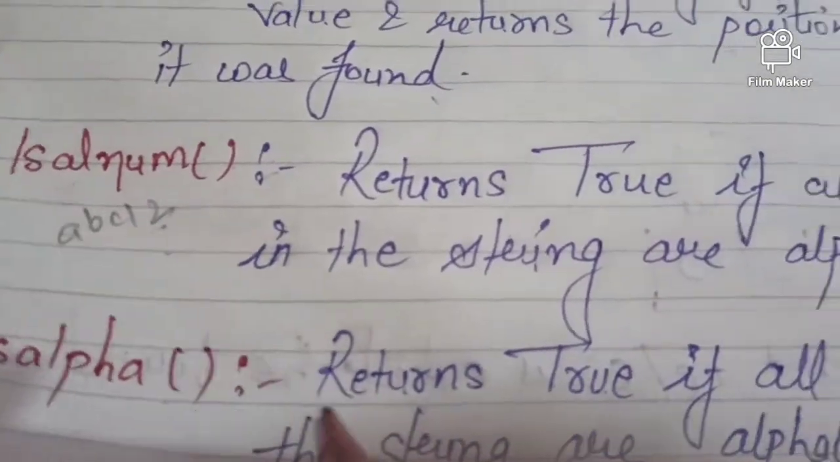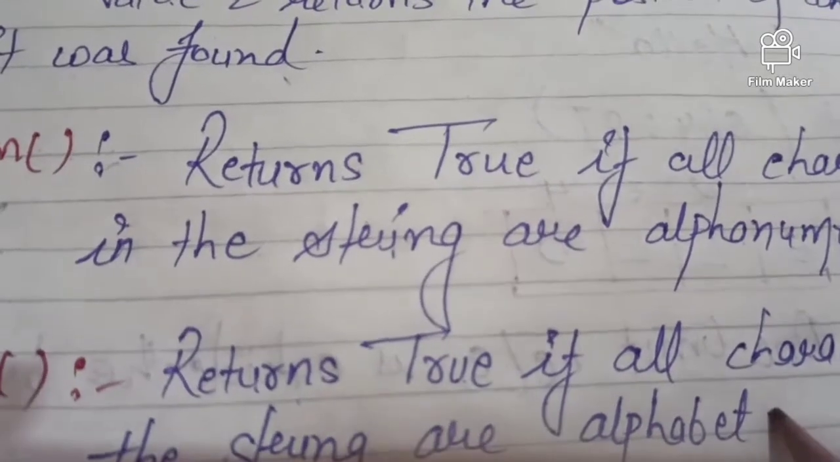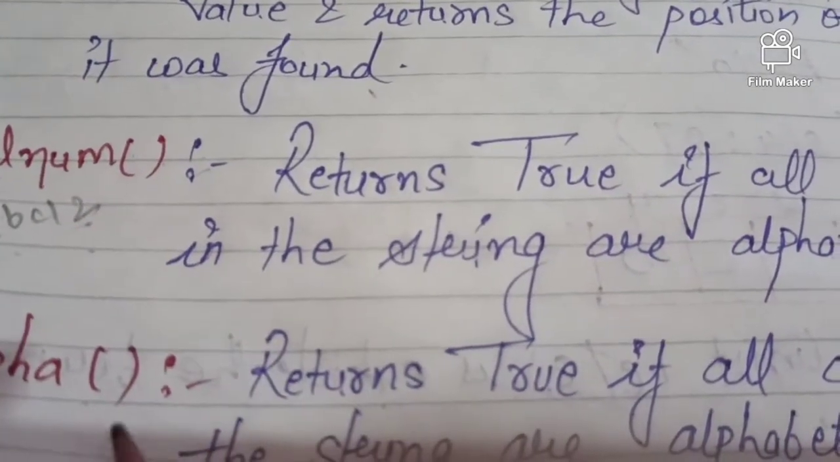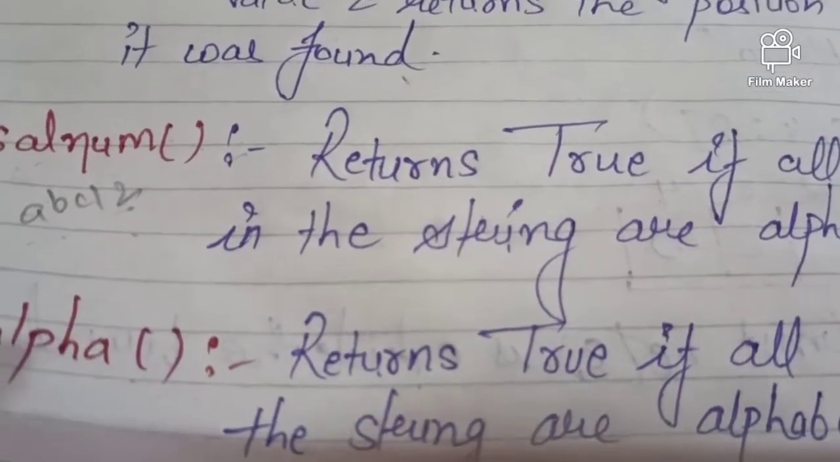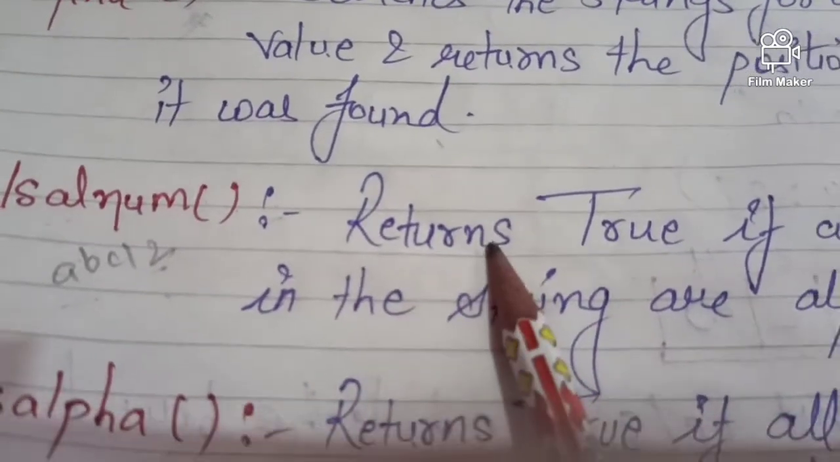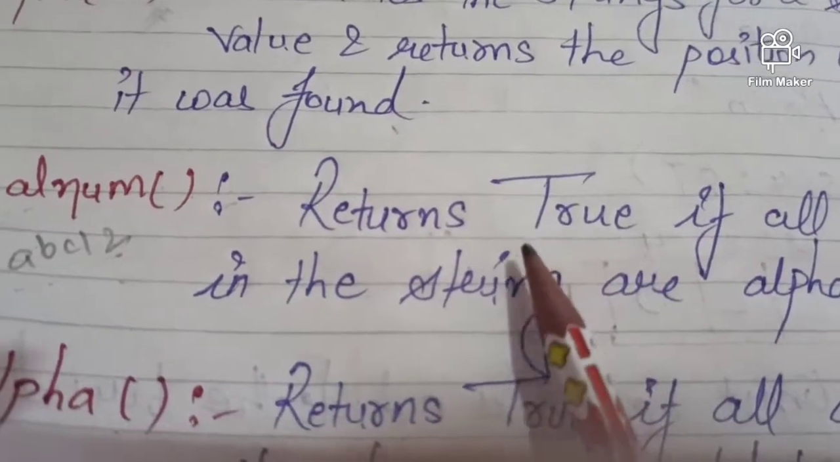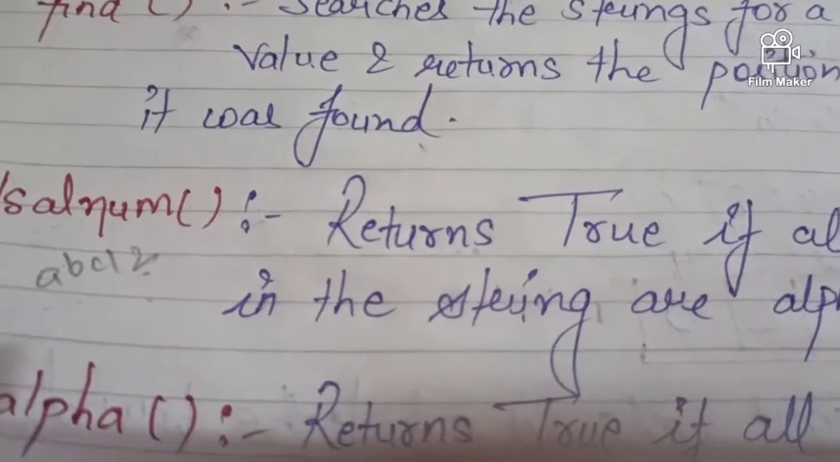Then isalpha returns true if all the characters in the string are alphabets. Clear? Means whatever string you have declared, if all the characters in it are alphabets, then it returns the value true, otherwise it returns the value false. Same here: if all the characters in a string are alphanumeric, then it returns the value true, and if not, then it returns the value false.